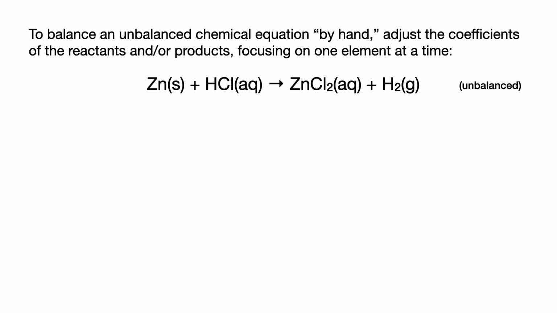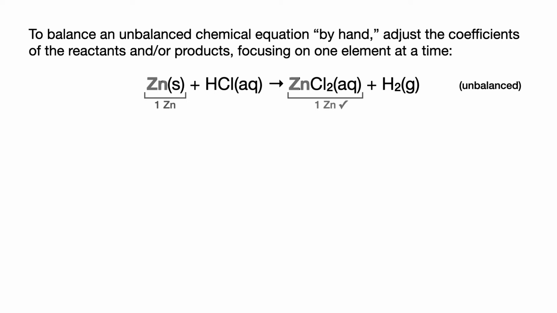So looking first at zinc here, we see that there's one atom of zinc on the left. There's a total of one atom of zinc on the right. So the zinc here is actually balanced already. So we don't need to worry about the zinc. The zinc is all set.